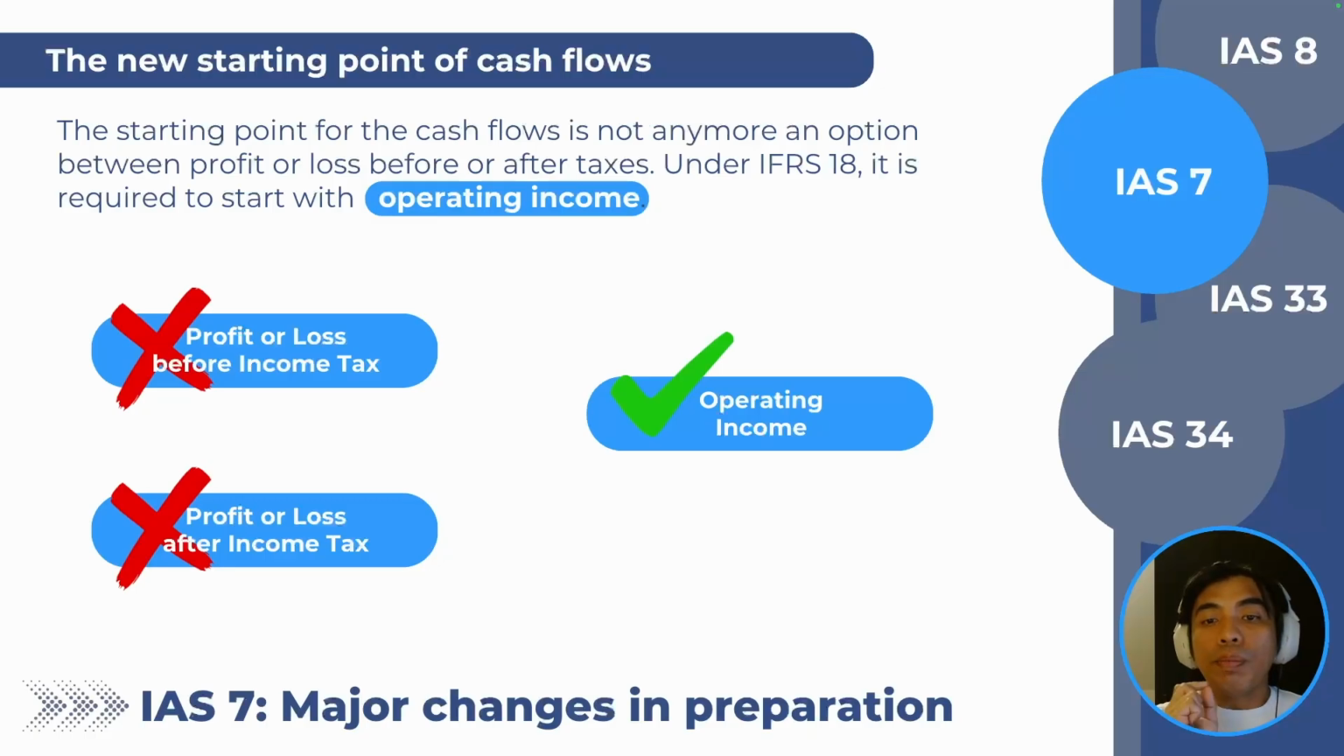Before, we had an option of using profit or loss before income tax or profit or loss after income tax. Now there's no more option. Everyone has to use operating income, no matter what industry, no matter what size of the company. That is one of the biggest changes that you have to consider for IAS 7 as an impact of IFRS 18. This brings consistency between the cash flow statement and the income statement.